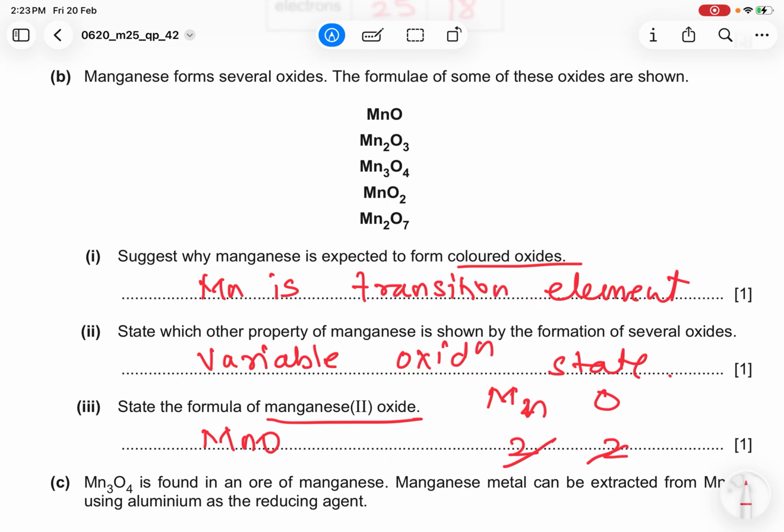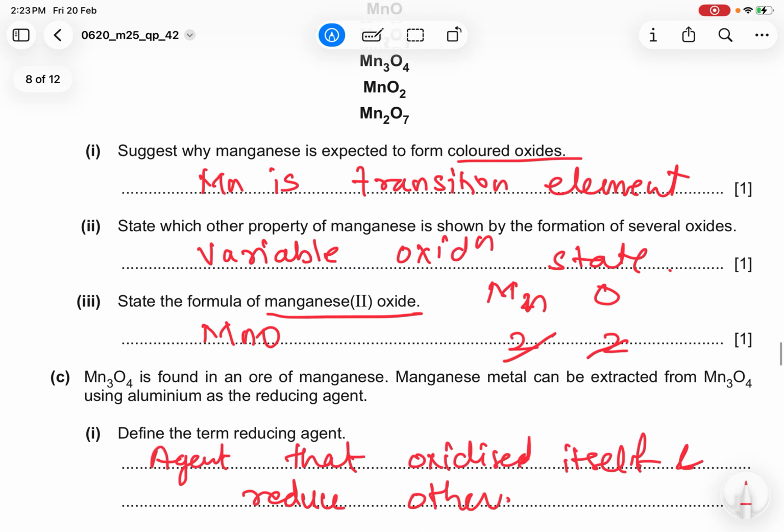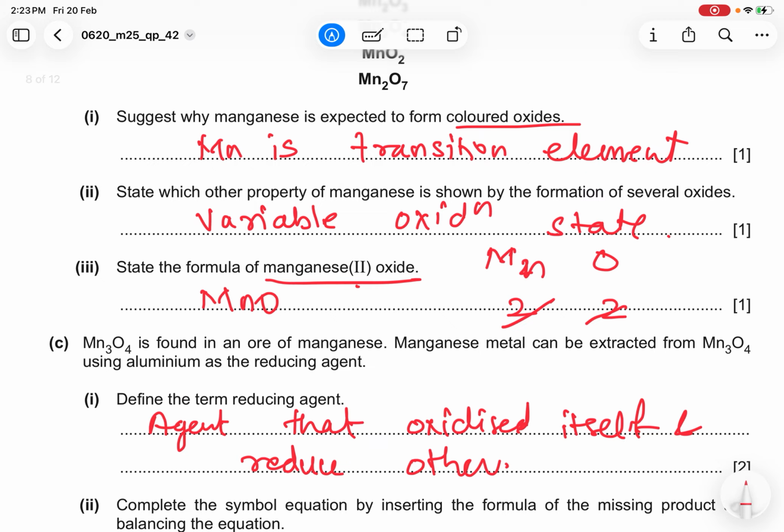State the formula of manganese(II) oxide. So manganese(II) means it is in a +2 state, so I'll write +2 here, and oxygen has oxidation number -2 here. The +2 and -2 get cancelled, and hence the formula becomes MnO.